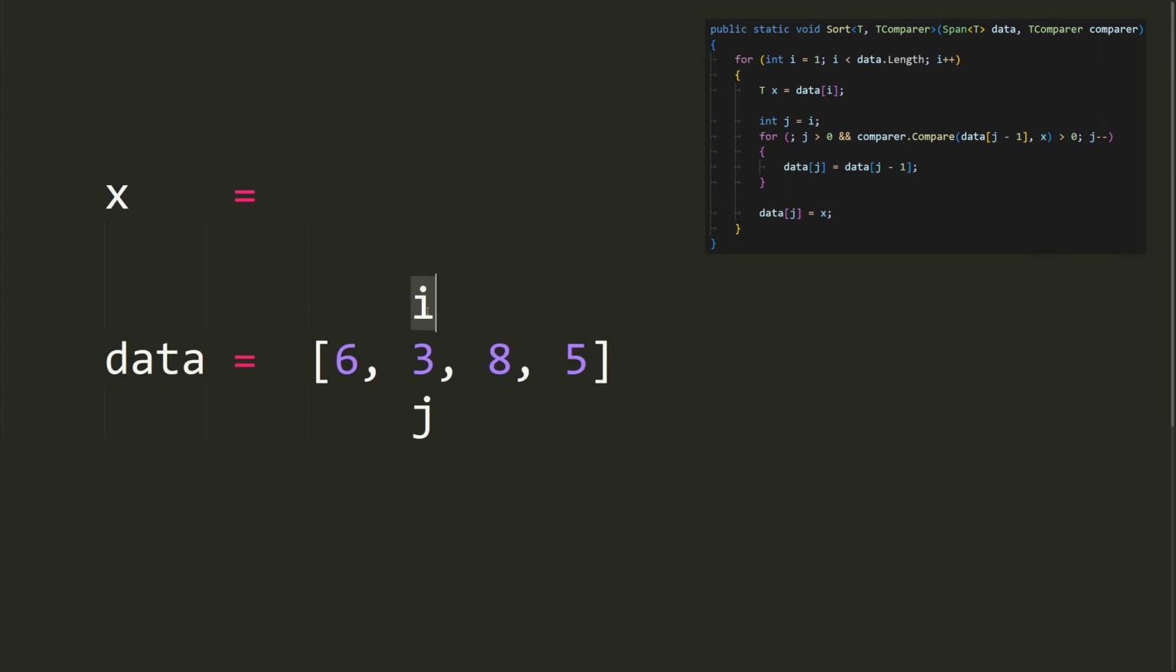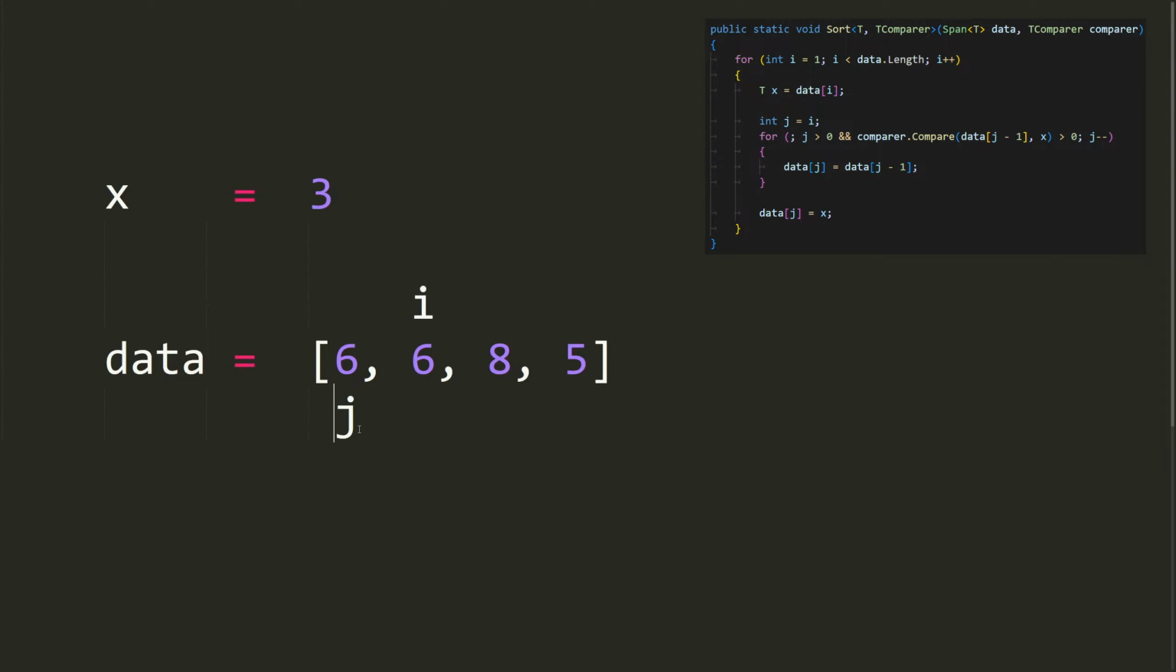We make j equal to i, and we store whatever is at that index in our temporary x variable. Now we compare j minus 1 to x. Is 6 larger than 3? Yes, it is. So we copy it over to index j.